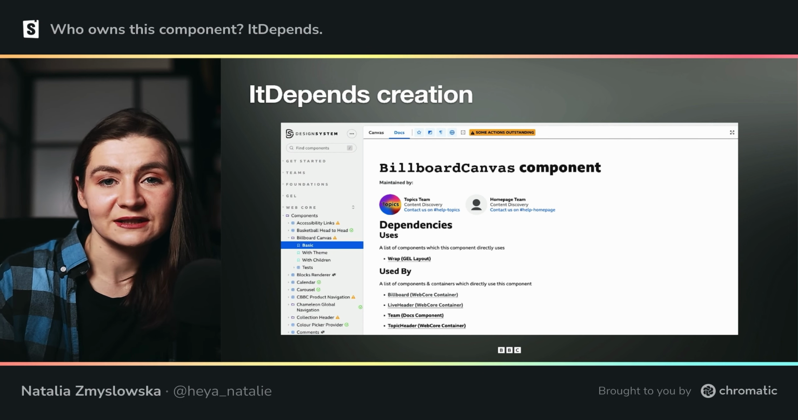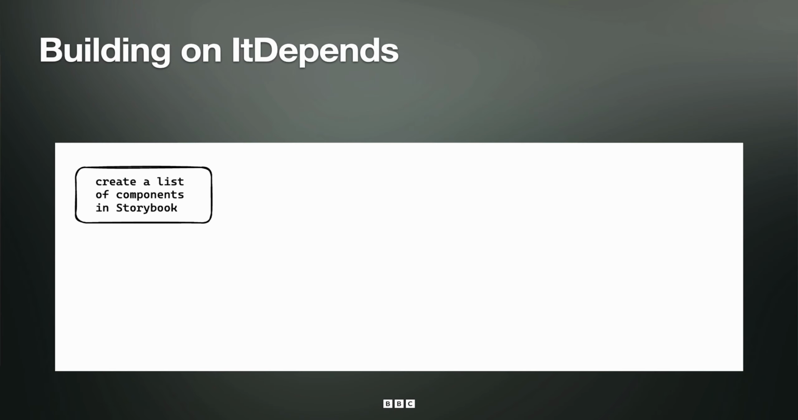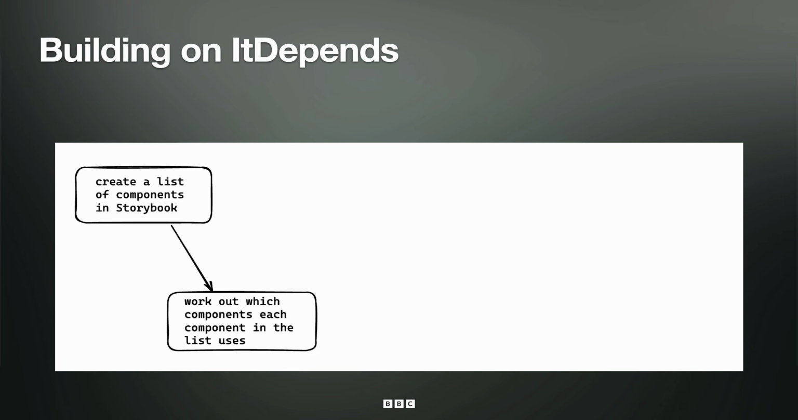Let's look at the more technical side of it. First, we decided to write a function that would create a list of components in Storybook. That list would be passed to another function in ItDepends, which would check the import and export tree for all components in the repository by parsing the component's JavaScript file and generating a JSON object containing a list of each component with the corresponding components that it uses or is used by.